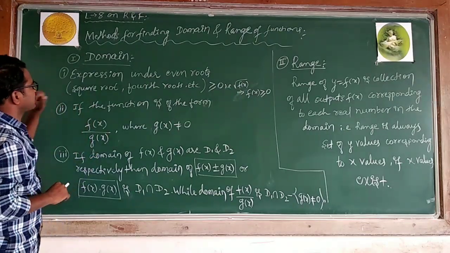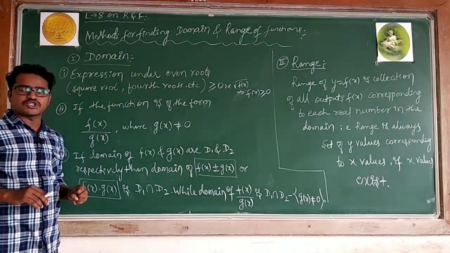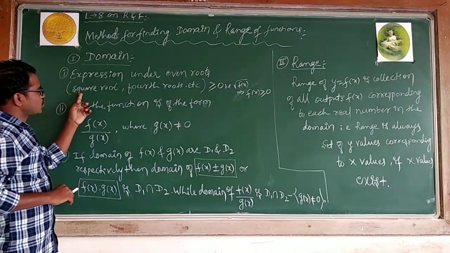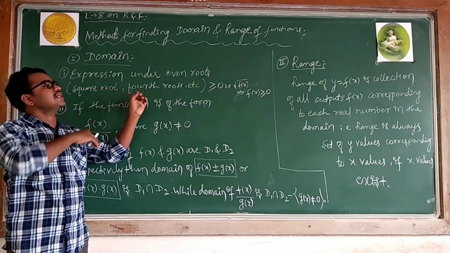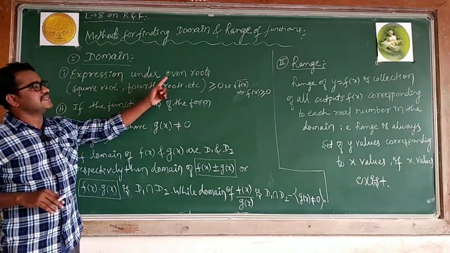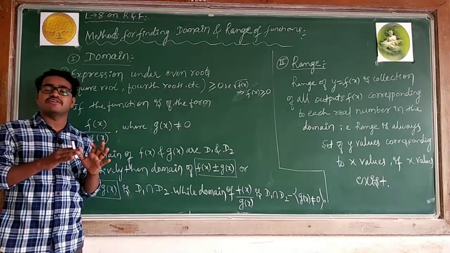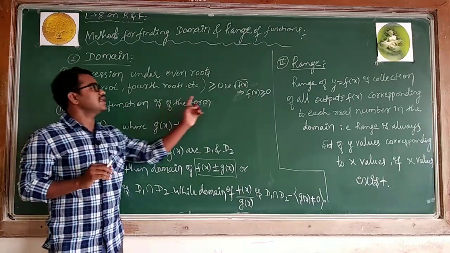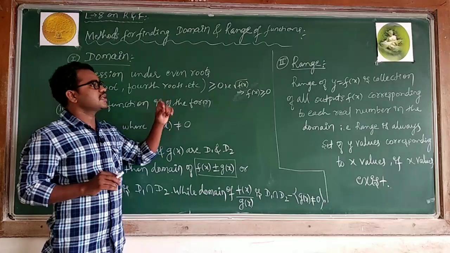The first point: expression under an even root. If the given function is in a root, I can say square root, fourth root, or any even root. If the expression under the even root, meaning the given function inside the root, you have to take care about that. What? That should be greater than or equal to 0. Why is it greater than or equal to 0?